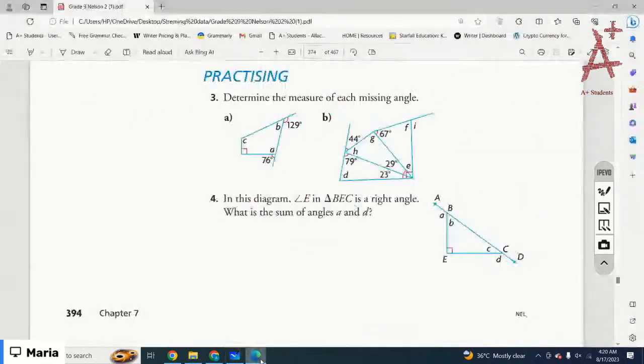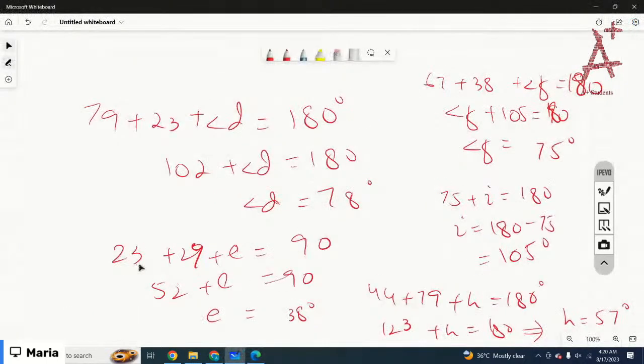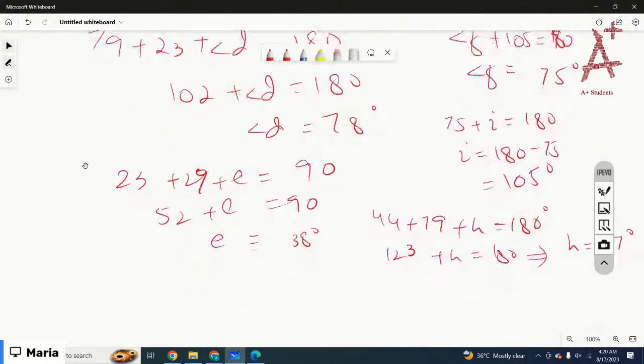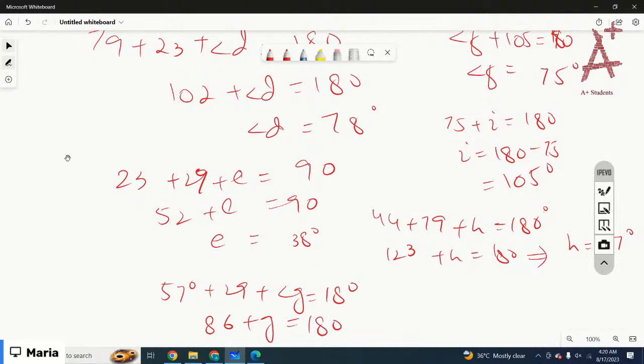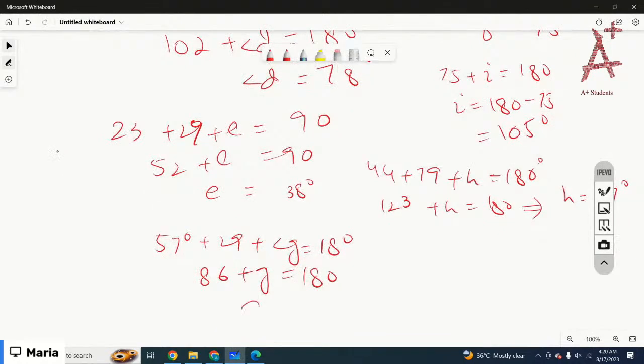I think we are done. No, we're still left with G, right? You have H now. So add H, 29 and G to make 180 degrees. It would be 57 degrees plus 29 plus angle G equals 180. So 29 plus 57 is 86, plus angle G equals 180. Move 86 to the other side, it would be G equals 94 degrees, right? So we are done with all the angles, right?